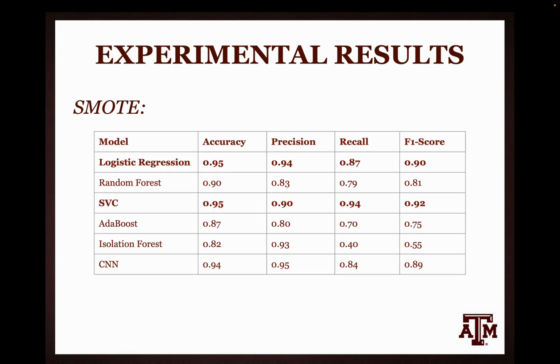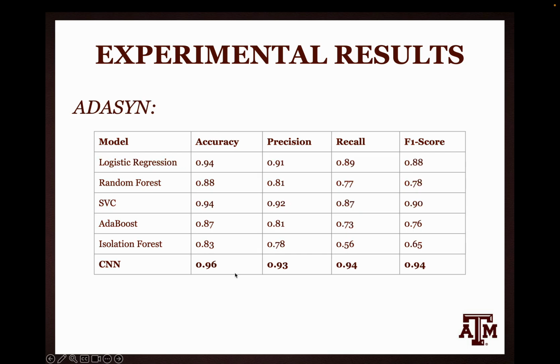Coming to our experimental results, we first performed SMOTE analysis on all our models. So SMOTE adds synthetic data and is an oversampling technique. And in this we see that logistic regression and SVC attain highest accuracy of 95%, followed by CNN with an accuracy of 94%. The second technique which we used is ADASYN.